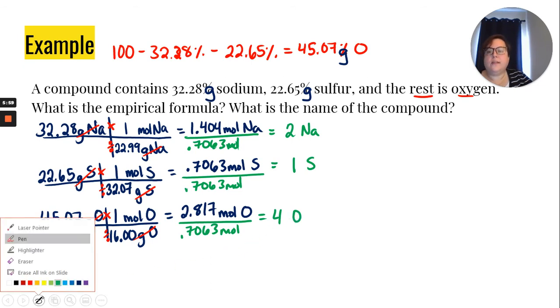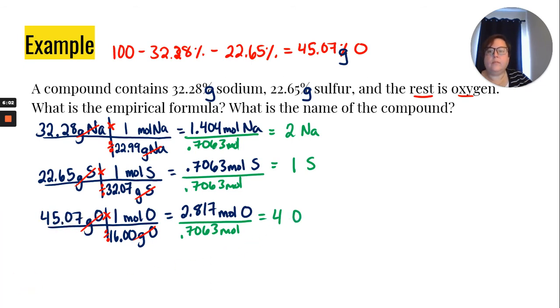Then all we have to do is write the formula. So these values become your subscripts. So we have 2 sodiums, so Na2, S1, O4. Remember, ones are understood, so we don't write those as subscripts. So this compound is Na2SO4. It is also asking for the name. So you have to remember that this is ionic because you have a metal, and then we have this polyatomic. So we're going to use our ionic naming rules from our last unit, and we would say sodium sulfate.